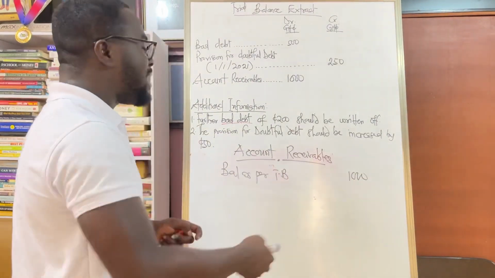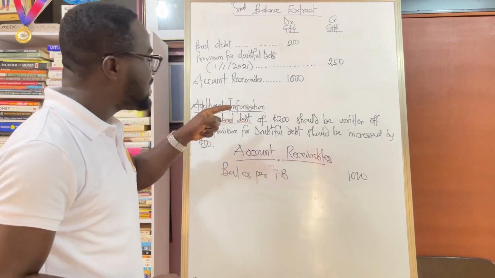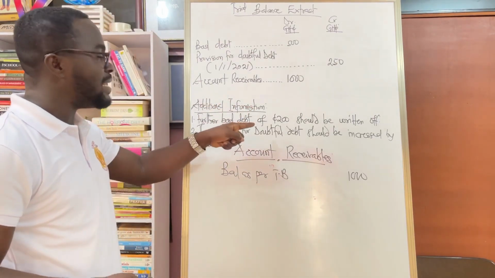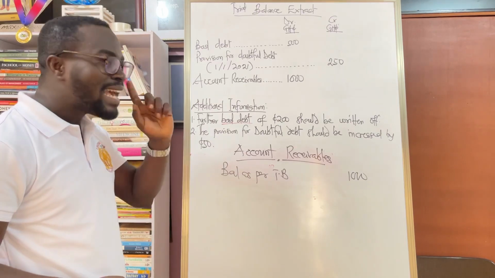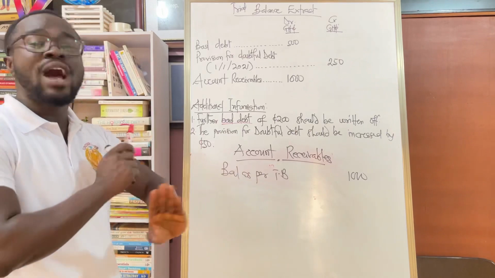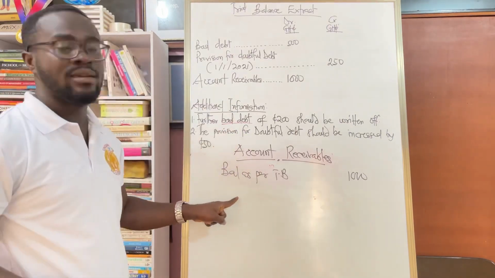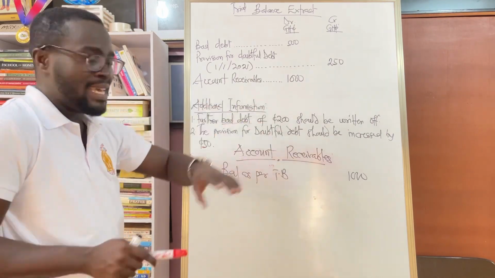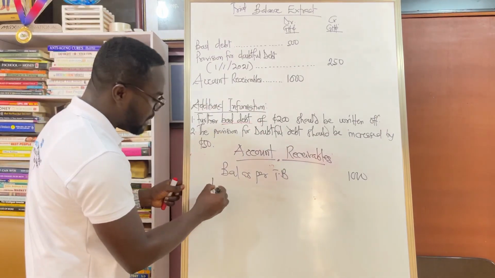We have a further bad debt that the entity didn't treat. And since they didn't treat that further bad debt, you must treat it. As I said, the first thing you must recognize: if you don't have additional bad debt, you go straight to the final provision. But because we have additional bad debt, that one must be taken from the receivables figure.